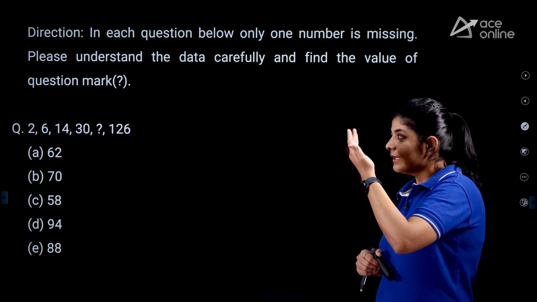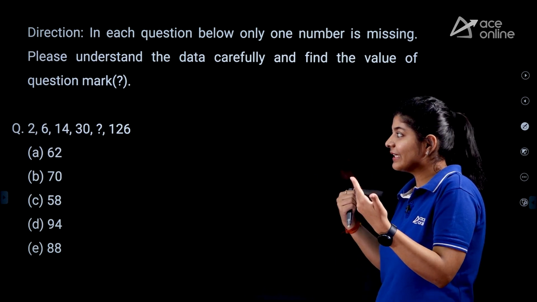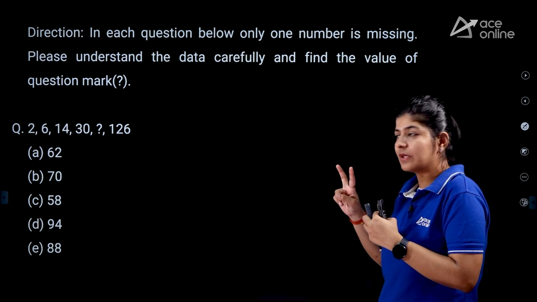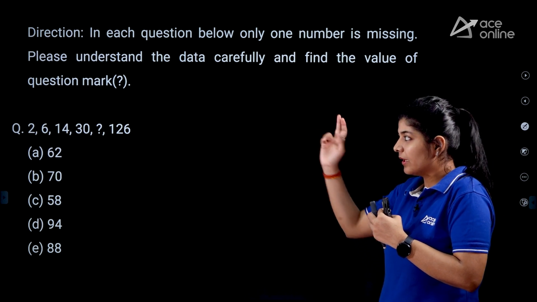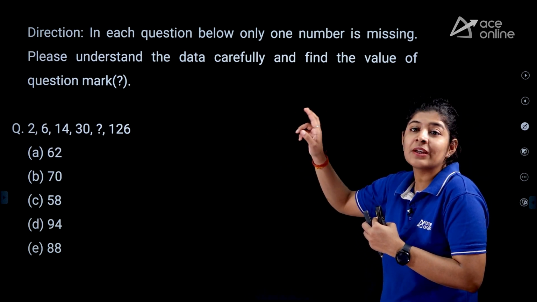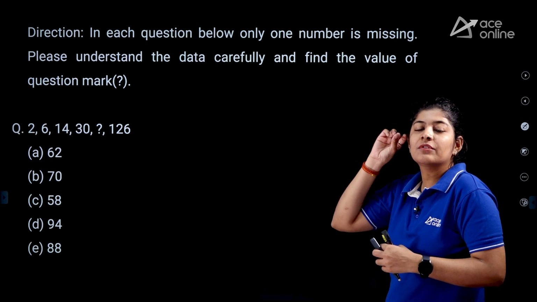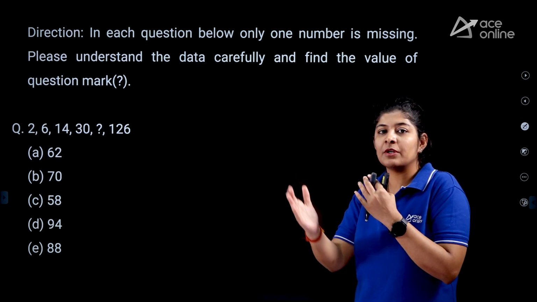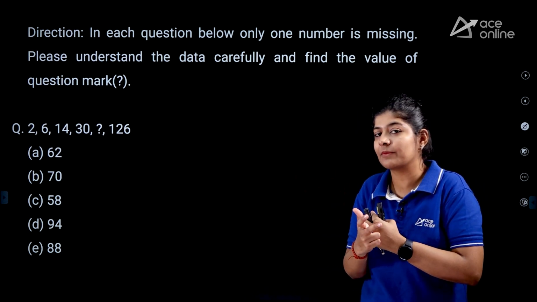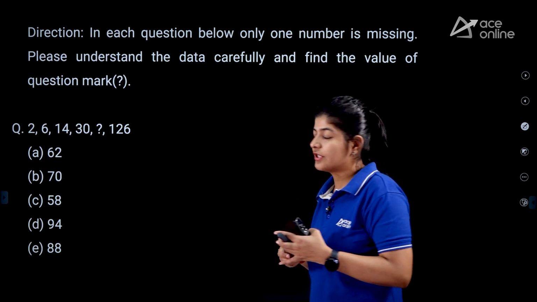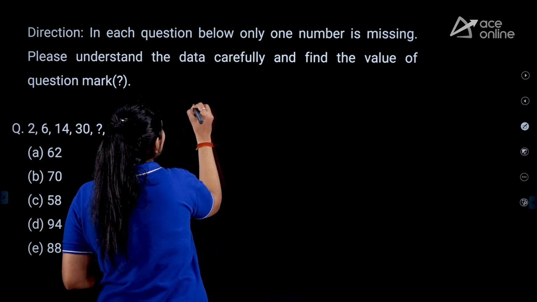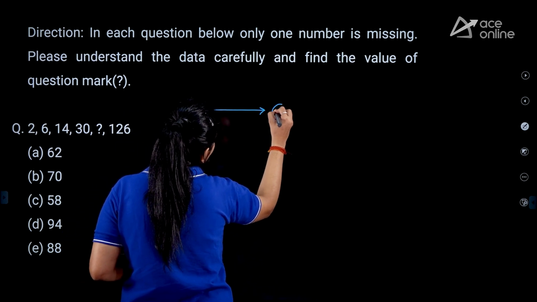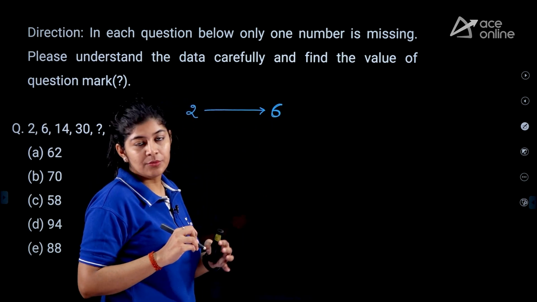But here we are having some missing term, and after that we are having 126, right? So there's a huge gap, a big gap in comparison to the others, between 30 and 126. That means we have to check which pattern is available over here, and the difference between the terms is also not equal. That means some mixed operation is applied over here. So initially I am having 2, and I have to convert my 2 into 6. Okay.